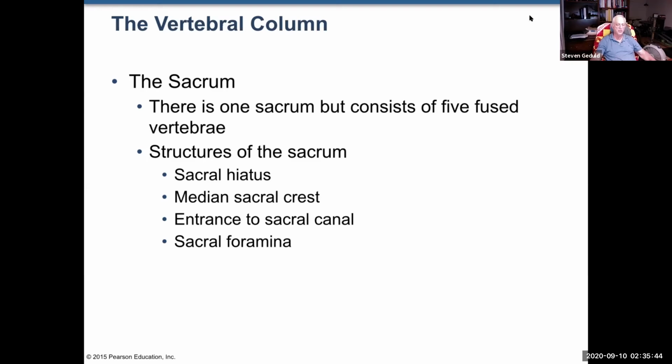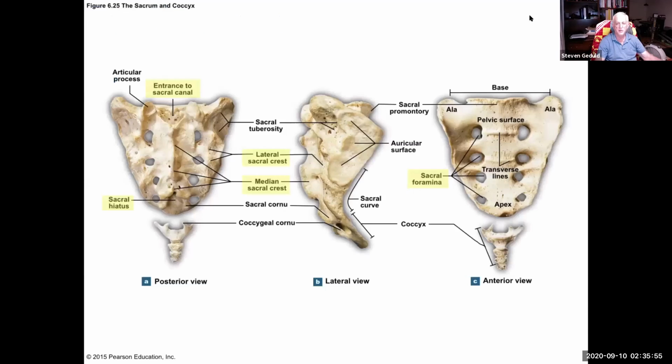Okay. There are structures in the sacrum. You have a sacral hiatus. You have a median sacral crest. You have an entrance to the sacral canal, and you have the sacral foramina. Okay. And there's a difference. The sacral foramina are the openings or the holes. Foramens are just holes.